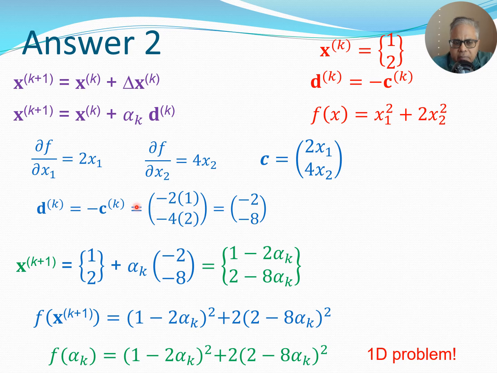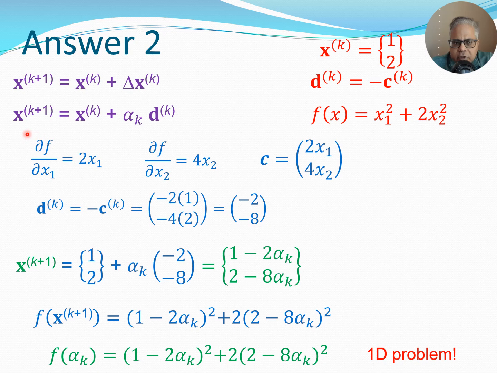So remember that all these values such as d, c have to be calculated at the current point at which you are at. So in this case, you are at point xk, which is given by 1, 2. So we substituted here 1 and 2 for x1 and x2. And so we got the dk vector as minus 2 and minus 8.